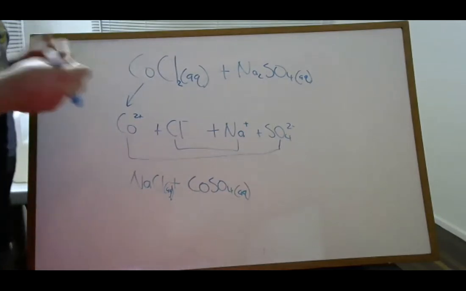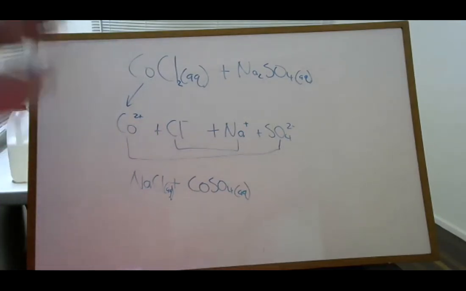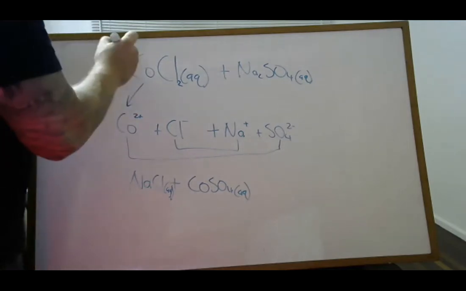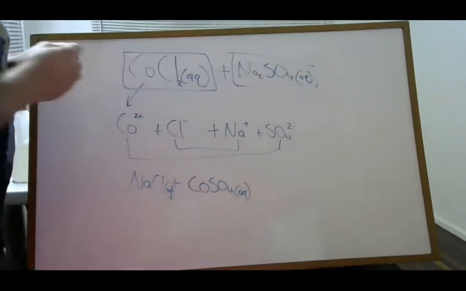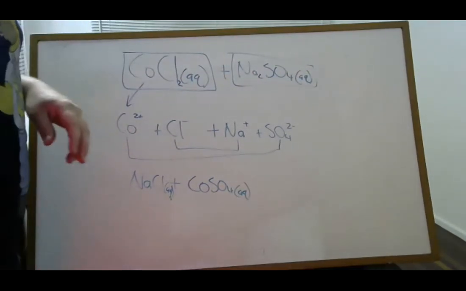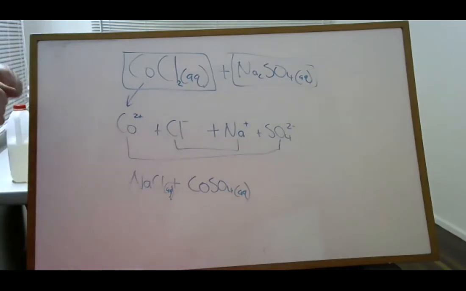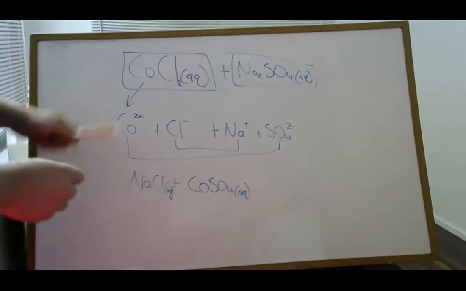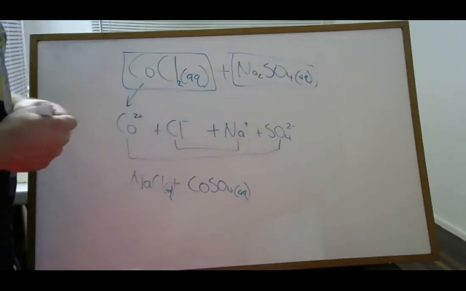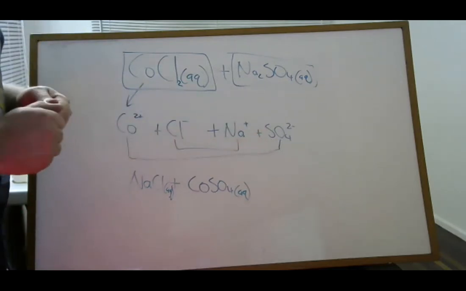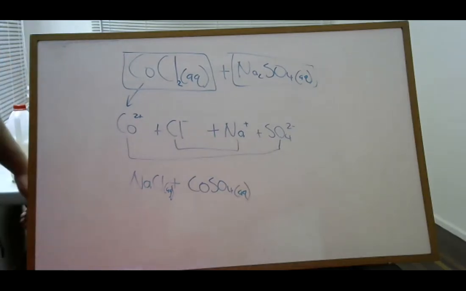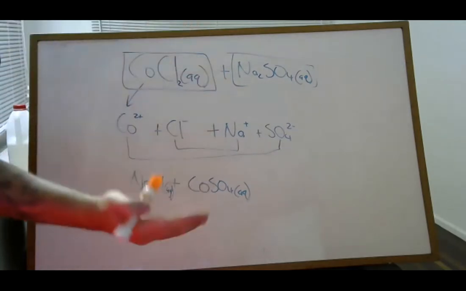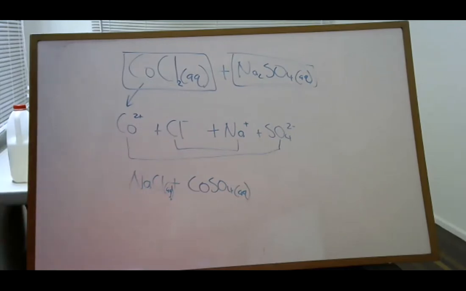So the key takeaway here is that when you mix two of these compounds, they will split up into the anion and the cation, and then they will swap around. Use the solubility rules to tell you if a solid precipitate will be formed.